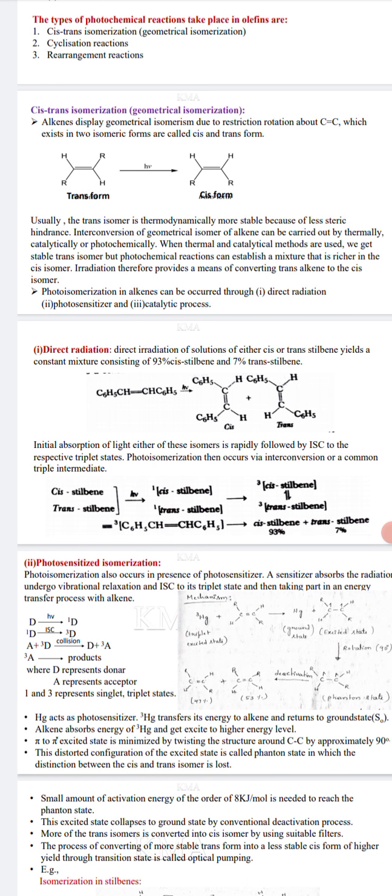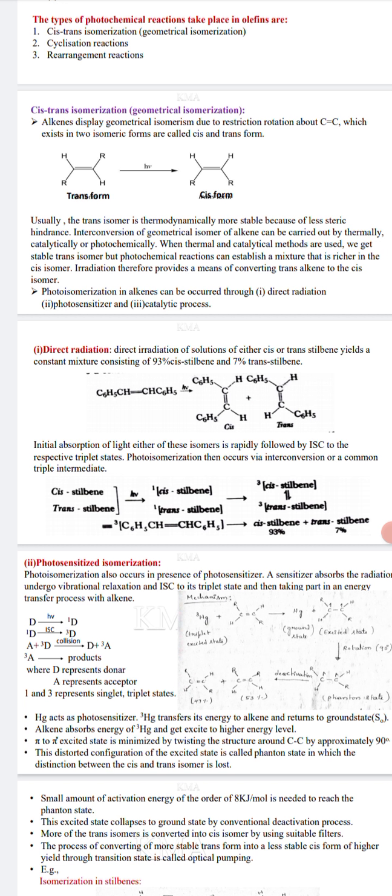Alkenes display geometrical isomerism due to the restricted rotation about the carbon-carbon double bond, which exists in 2 isomeric forms called cis and trans. One is, as you can see, the trans form, where the alkyl groups are on opposite sides. In case of the cis form, alkyl groups are on the same side. Usually the trans isomer is thermodynamically more stable because of less steric hindrance, because the alkyl groups are on opposite sides.